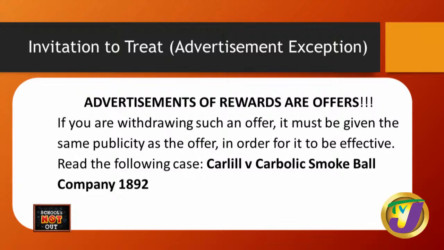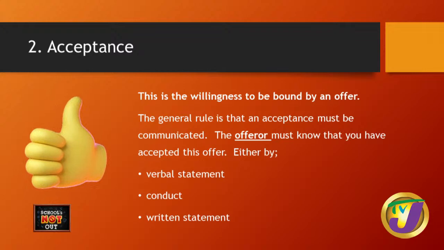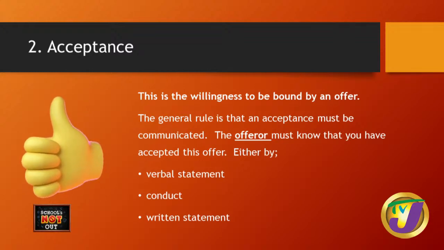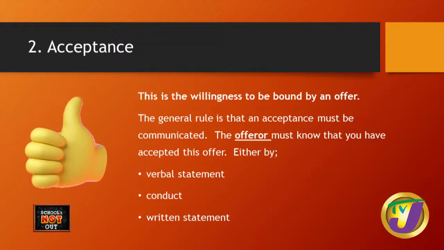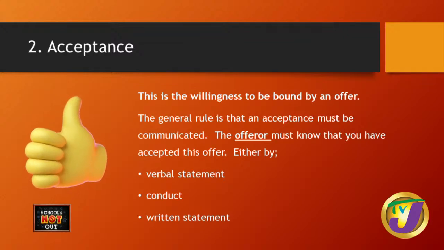And you can refer to the case Carlill versus Carbolic Smoke Ball Company, 1892. So this is a perfect example of where an advertisement for a reward is an example of an offer, not an invitation to treat. Okay, so far we have just ticked off one of our characteristics of a simple contract, and it is an offer. Now we're moving on to acceptance. Of course, for a contract to really be formed, we have somebody making an offer, and in return, someone accepting. So we have the offerer making an offer, and then we have the offeree accepting.